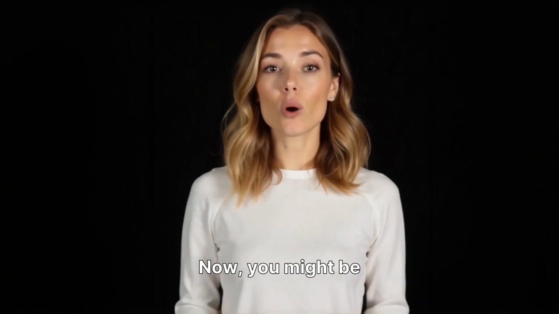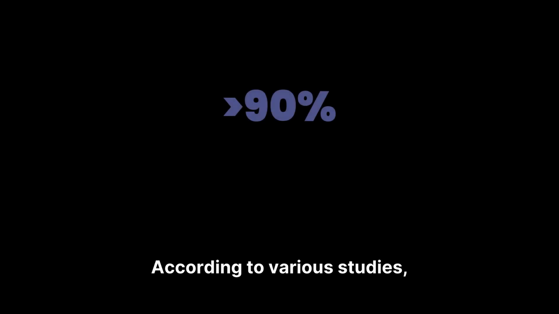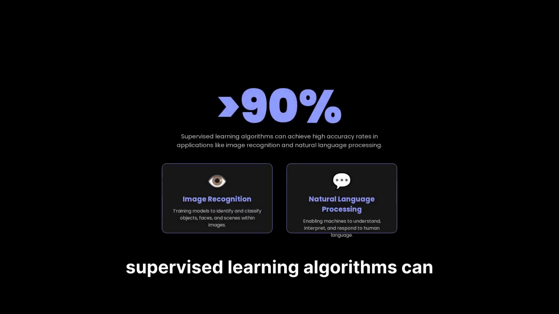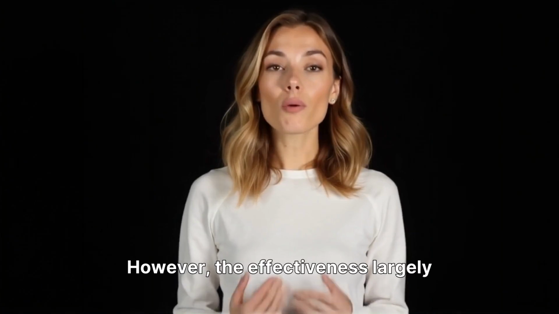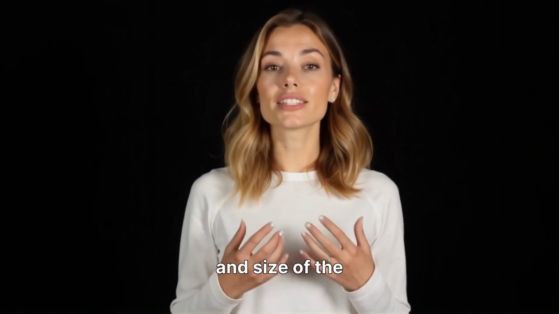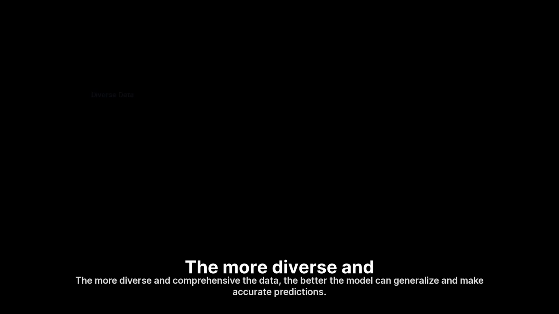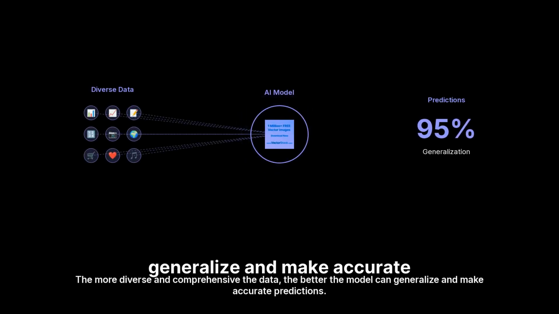Now, you might be wondering just how effective supervised learning can be. According to various studies, supervised learning algorithms can achieve accuracy rates of over 90% in some applications, like image recognition and natural language processing. However, the effectiveness largely depends on the quality and size of the dataset. The more diverse and comprehensive the data, the better the model can generalize and make accurate predictions.